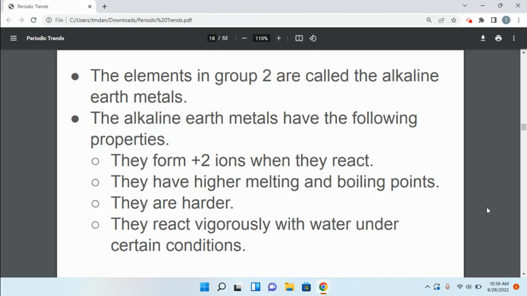They have higher melting and boiling points than what I told you about in your alkali metals. They are harder than alkali metals. They will react vigorously with water, but only under certain conditions. So, for example, you can take a chunk of magnesium and put water on it, and nothing exciting is going to happen. However, if that magnesium were burning extremely hot and you put water on it, then it can become explosive.